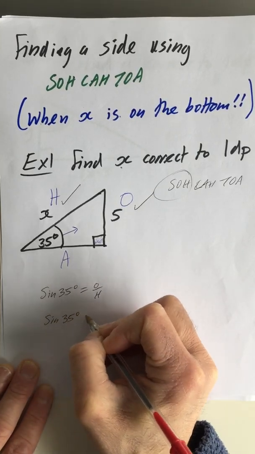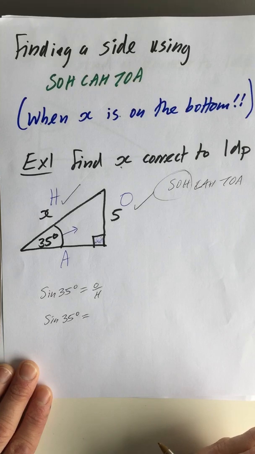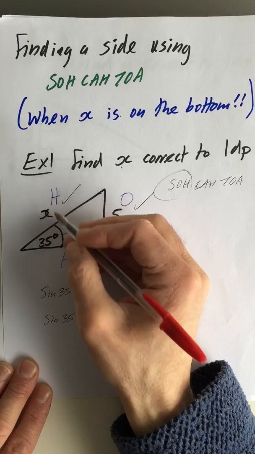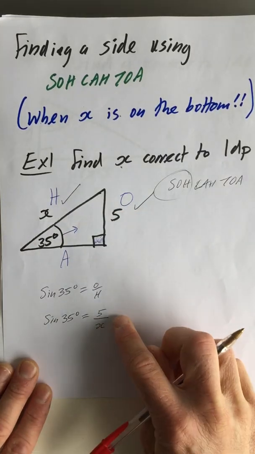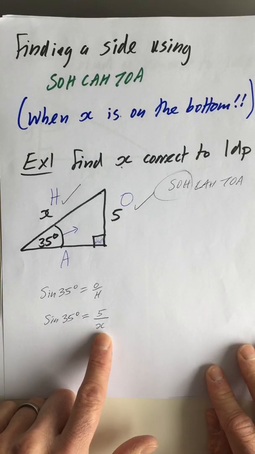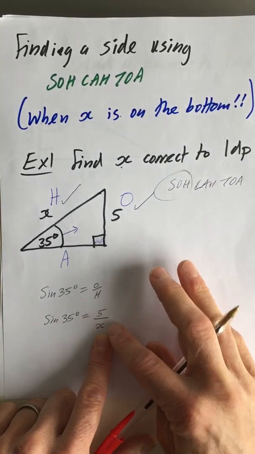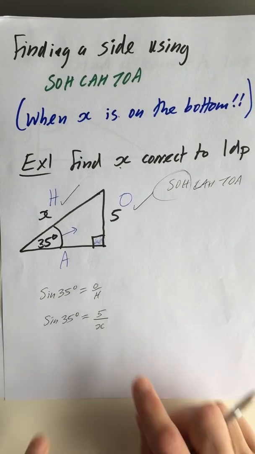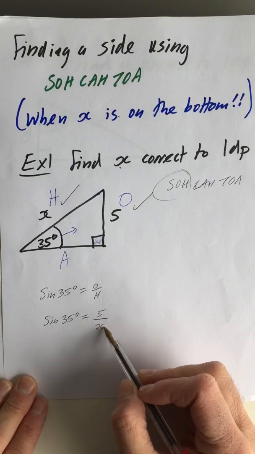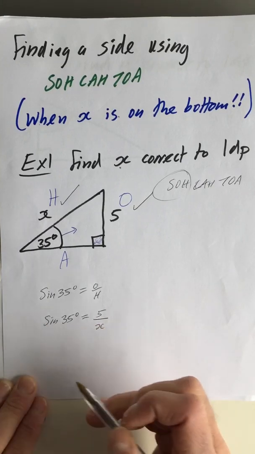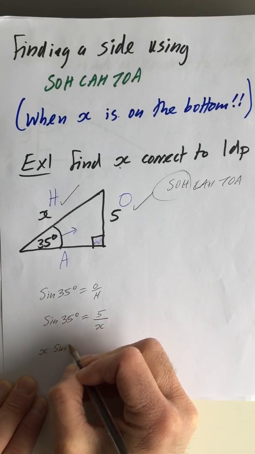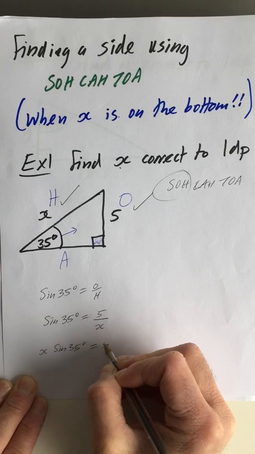So sine 35 degrees will be, in this triangle, my O number is 5, divided by my H number, which is x. Uh-oh, this is weird. This hasn't happened to us before, where the x is on the bottom. In previous examples, the x was on the top and the number was on the bottom. So how do we finish this sum? Well, we want to get rid of a divide. So to get rid of this divide by x, we multiply across by x. So step 1 is you multiply the x across. So x sine 35 degrees will equal 5.